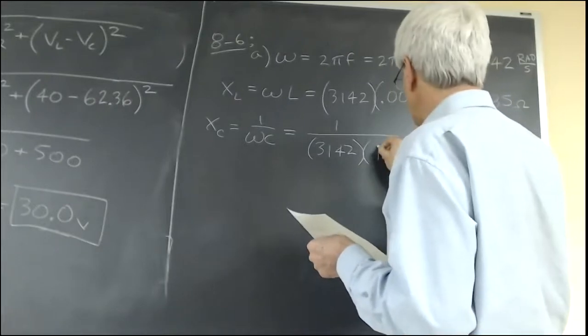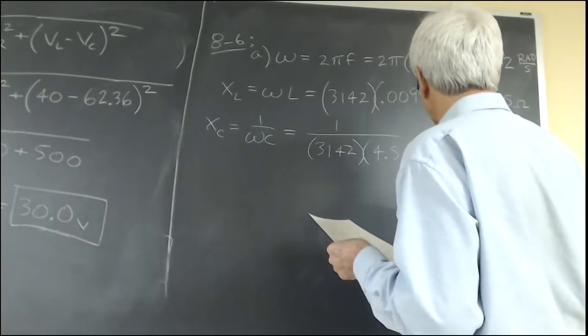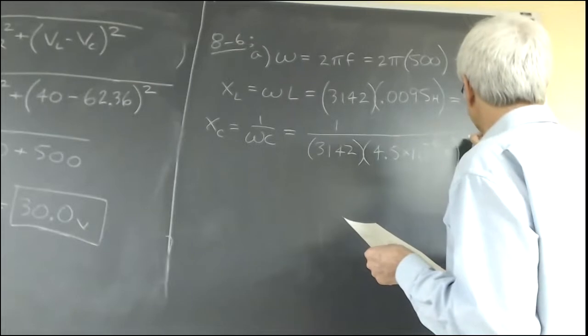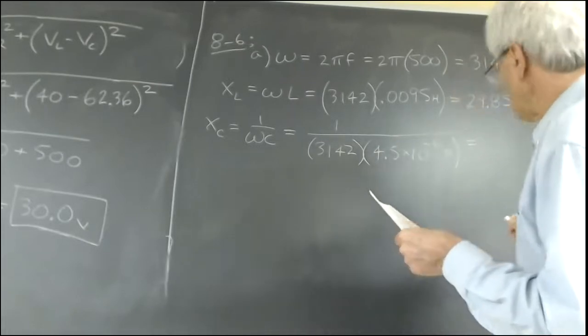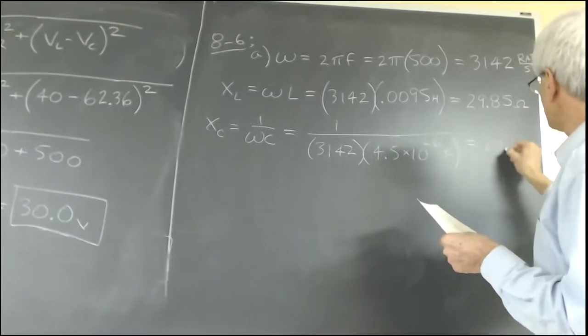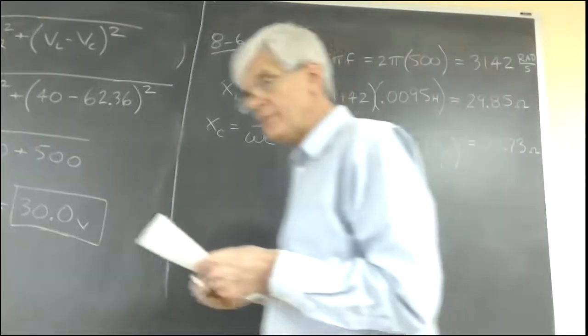0.5 microfarads. Micro means 10 to the negative 6. I didn't leave myself much room for the answer, but it's 70.73. I guess that fits.